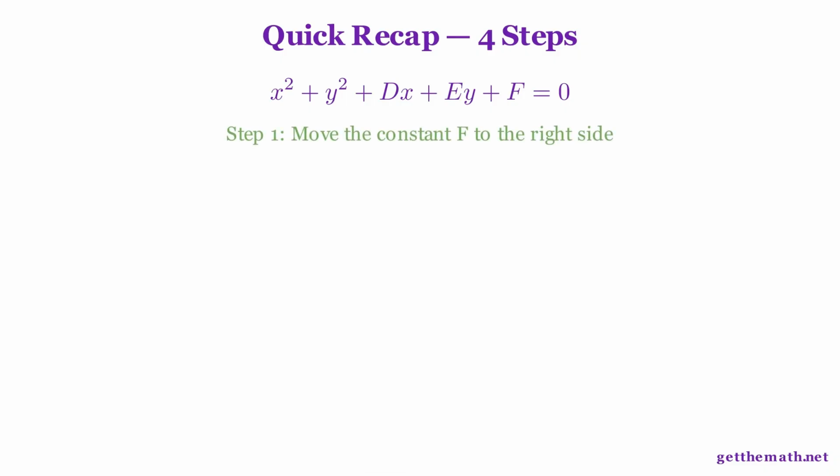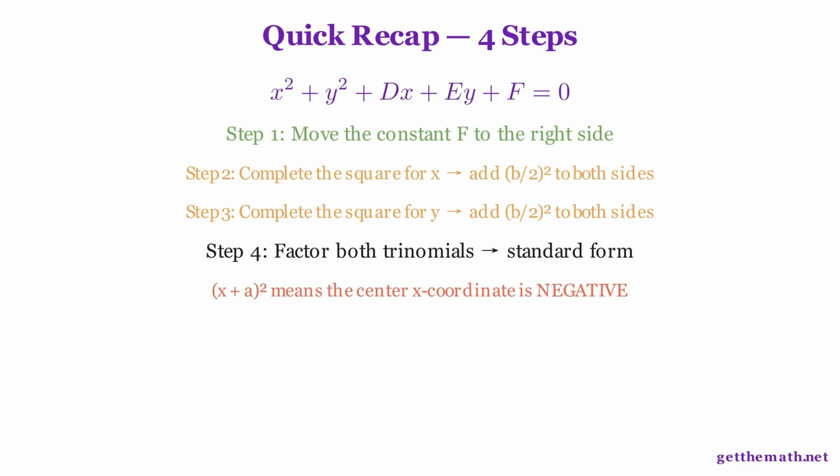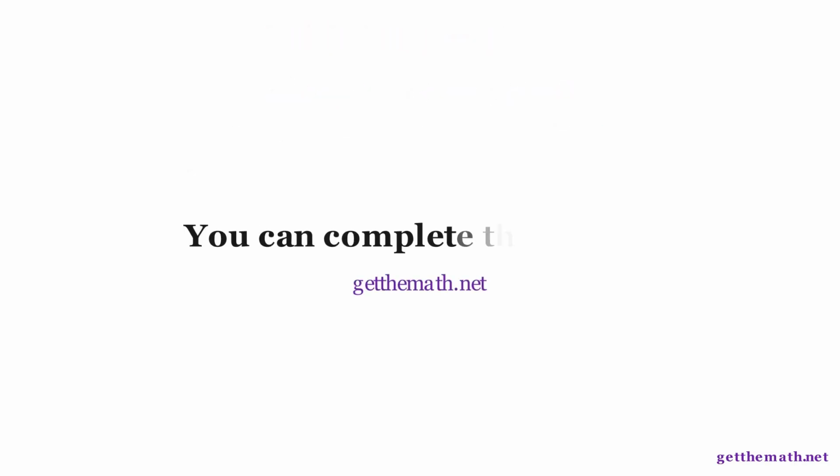Here is your 4-step recap. Step 1, move the constant to the right side. Step 2, complete the square for x by adding the quantity (b over 2) squared to both sides. Step 3, do the same thing for y. Step 4, factor both trinomials and you have standard form. And always remember, if your factored term is x plus a, the center x coordinate is negative a, not positive. And that is completing the square for a circle equation.